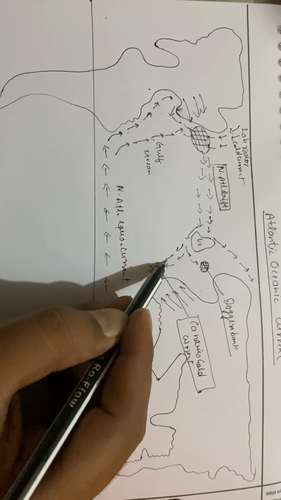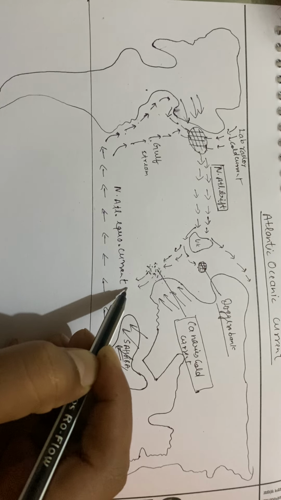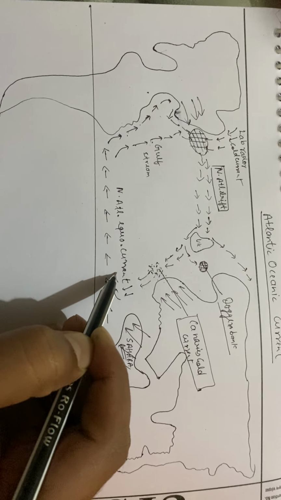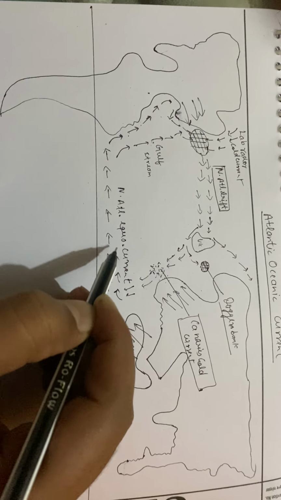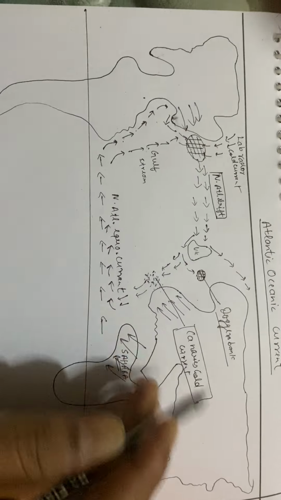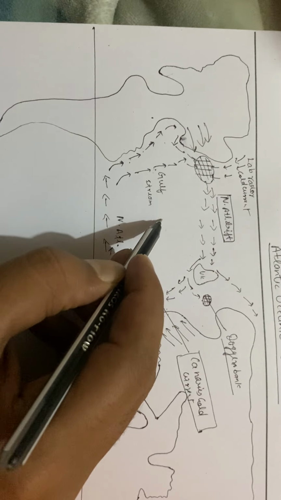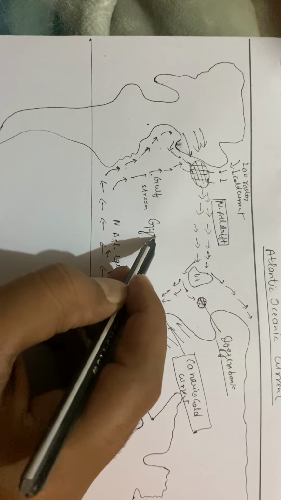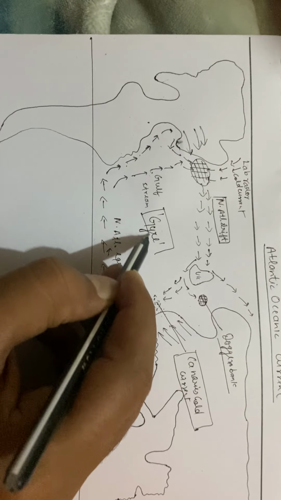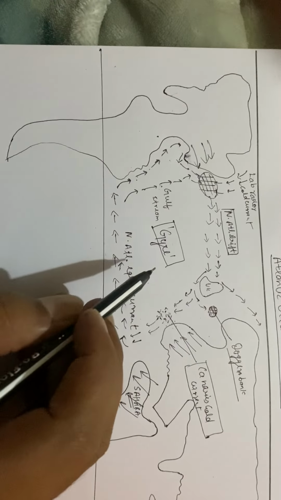And this current, this drift, moves in this direction and finally joins the main streamline, that is the North Atlantic equatorial current, and completes one whole cycle, the whole pattern. And this complete whole pattern is called a gyre. Once again, I am repeating this.